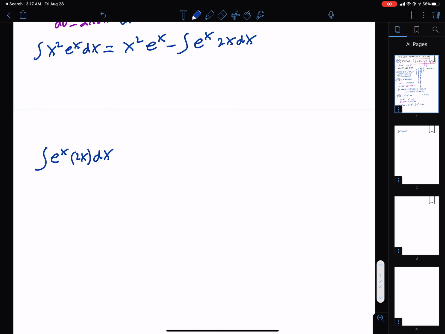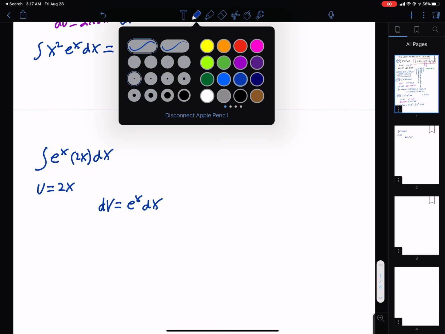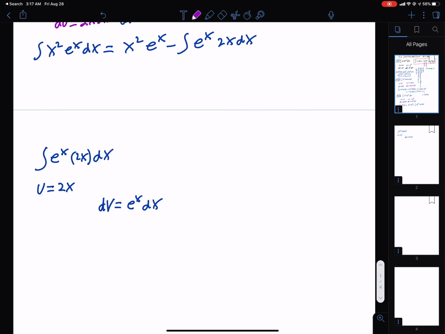All right, we go through our LIATE process. We don't have logs. We don't have inverse trigs. But we do have algebraic again. So that will make our u going to be our algebraic part. And everything left will be the derivative of v, which is that. And the derivative of u, well, that's going to be 2 dx. And another option, you could have put the 2 out in front because it's a constant, or you could leave it in. It'll work out either way. And the antiderivative of e to the x, e to the x, I got that. So we do ultraviolet voodoo.